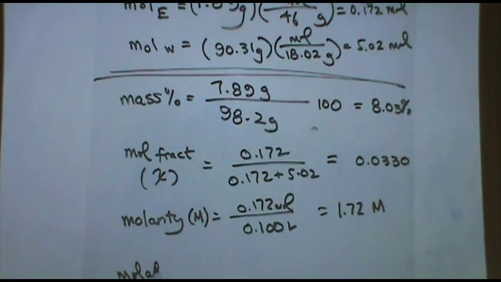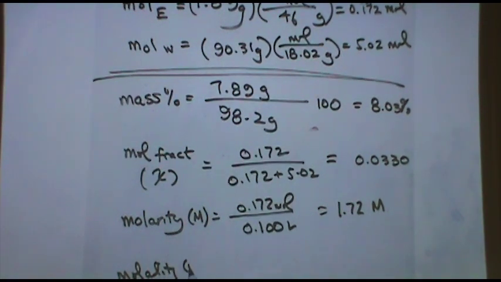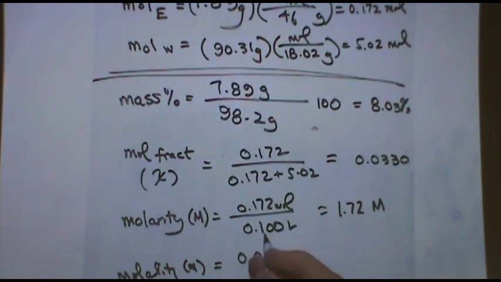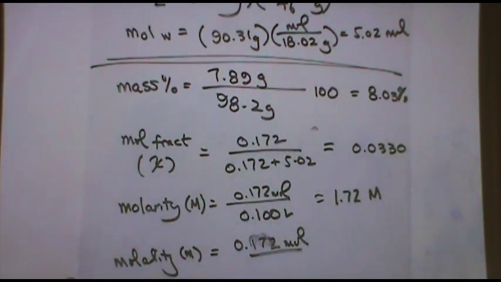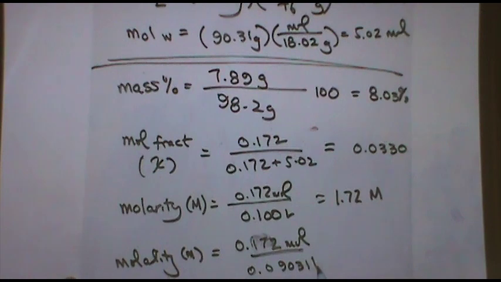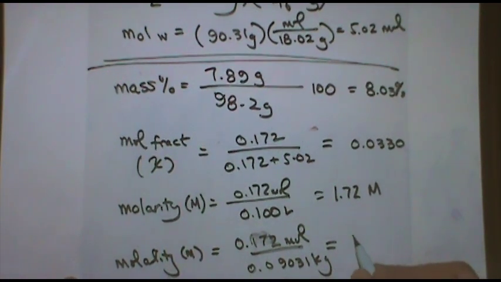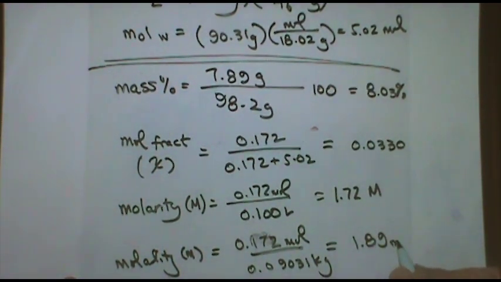Finally, molality, lowercase m, is the moles divided by the kilograms of the solvent, which was, wow, what was that? 0.09031. Yeah. I got 1.89 molal.